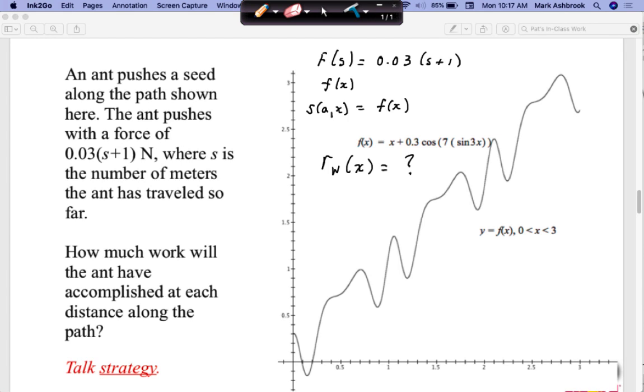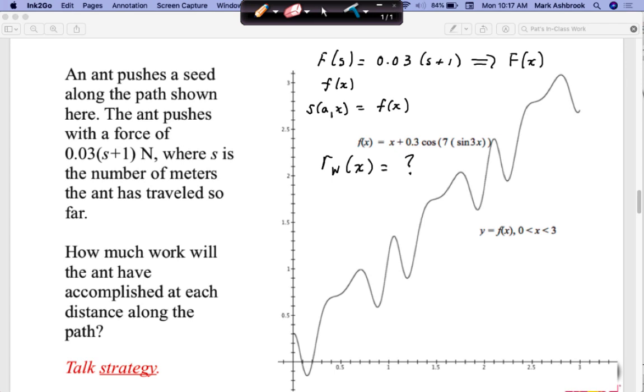Right. Good. So what we need is capital F of x. And in order to do that, you're saying that arc length is the same as the path, f of x. Let's see what we think. Anthony, what do you think? You agree with that? Okay? Yeah? I don't agree.